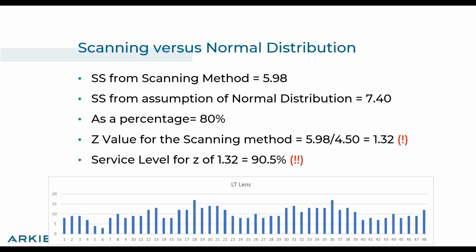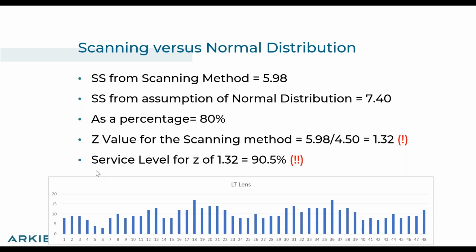So if we compare the safety stocks that we calculate using the scanning method versus the assumption of normal distribution, we see that safety stock from scanning method is 5.98. Safety stock from assumption of normal distribution is 7.40. As a percentage, 5.98 is 80% of 7.40. Now we can also back calculate the Z value for the scanning method. If we take the 5.98 and divide it by the standard deviation, which is 4.50, we get 1.32. So that's the Z value. Remember, for 95%, the Z value was 1.64. So this is obviously less than 1.64.